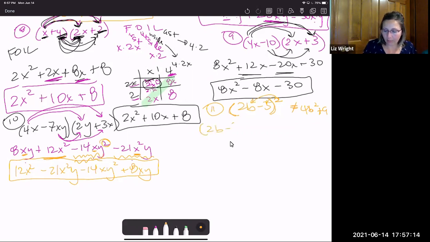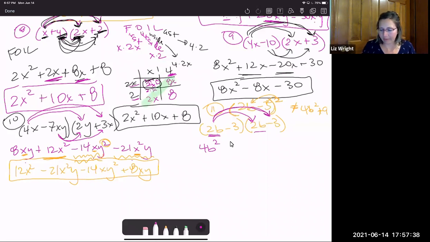We're going to do 2b minus 3 times the quantity of 2b minus 3. And now we're going to FOIL that out. So we're going to FOIL here. So our first terms, we're going to do 2b times 2b, which is going to be 4b squared. Then we're going to take 2b times the negative 3, which is negative 6b. Then we're going to do a negative 3 times a positive 2b, which is going to give us another negative 6b. And then we're going to do a negative 3 times a negative 3, which is a positive 9.